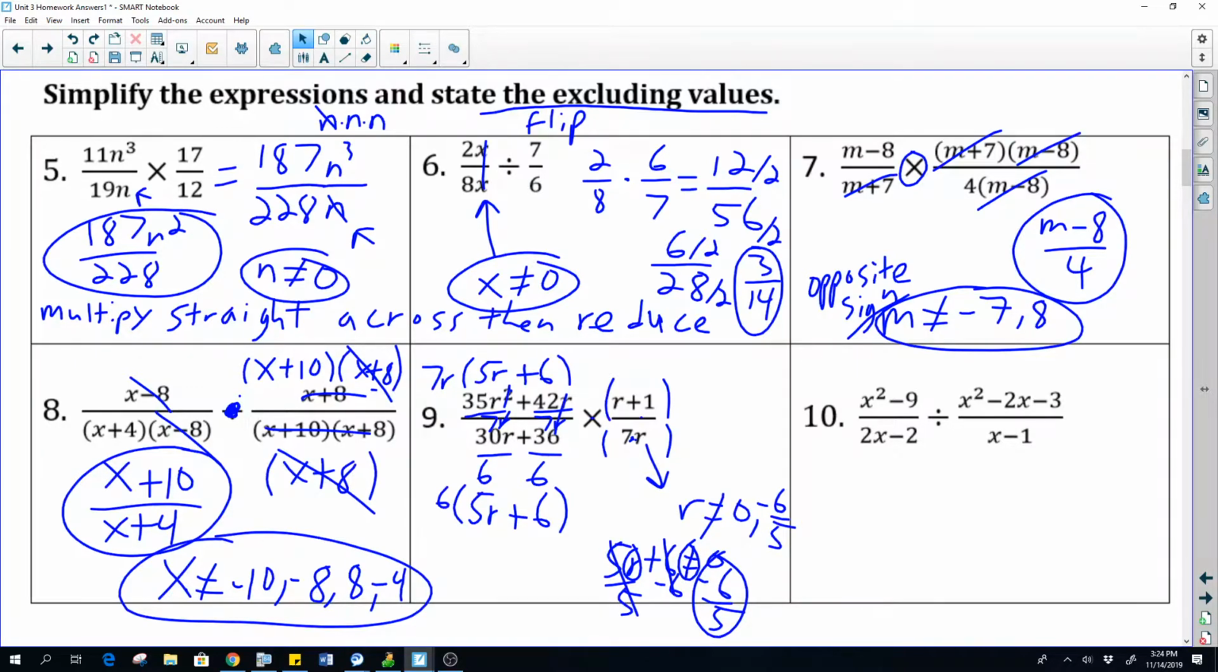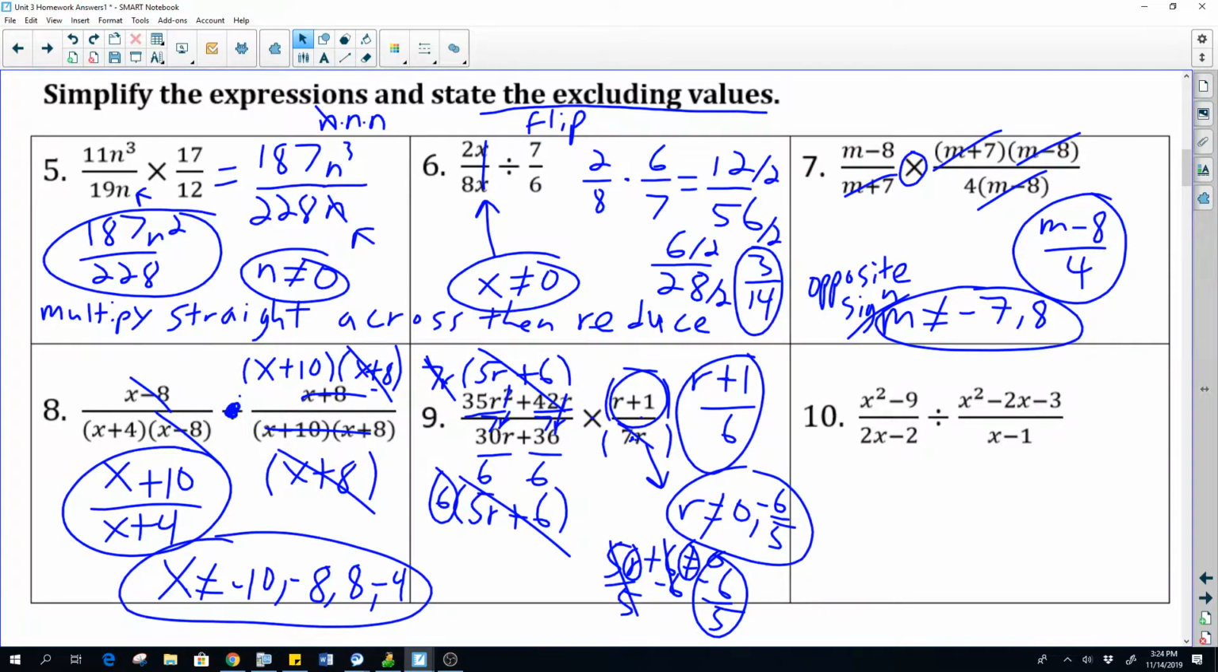Now that we have our exclusions done, we can cancel stuff out. Remember the game Fruit Ninja? Cancel stuff out. We're just left with R plus 1 over what's left, which is 6. So R plus 1 over 6 is our answer there.